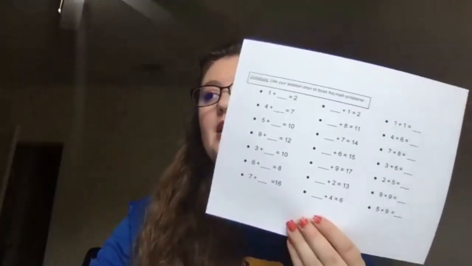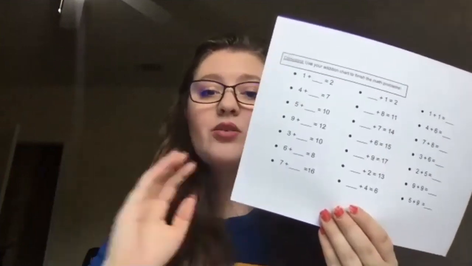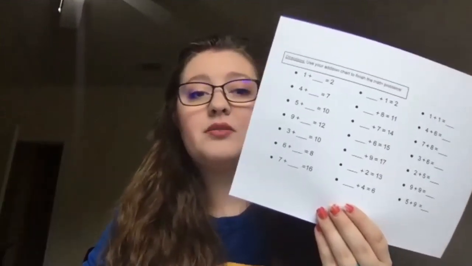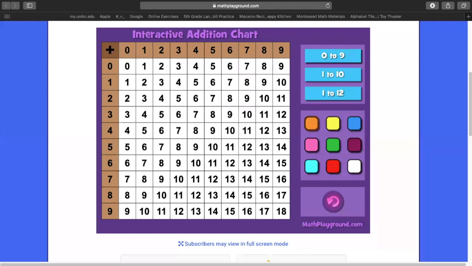All right, so everybody hold up your math problems for me. If you don't have the materials printed out, that's okay. All you need is a piece of paper and a pencil. You can just follow along with me. I'm just keeping track of our attendance, and I'm going to share my addition chart with you. My addition chart has lots of different colors on it, so it should help us a little bit better than last time.